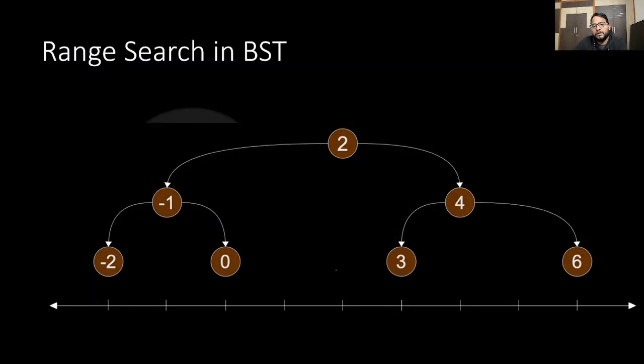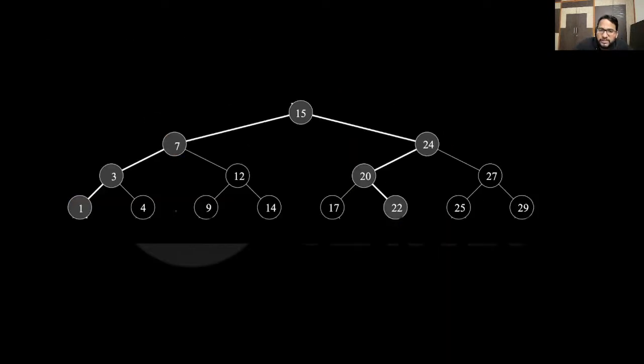For example, let's suppose I give you this binary search tree, and I ask you how many nodes are there within, say, 8 to 20. Then you will say 9, 12, 14, 17 and 20. I mean inclusive. I'm asking inclusive, so you will say 1, 2, 3, 4, 5, and 15 also, right? 6 nodes are there. So that's what the query is.